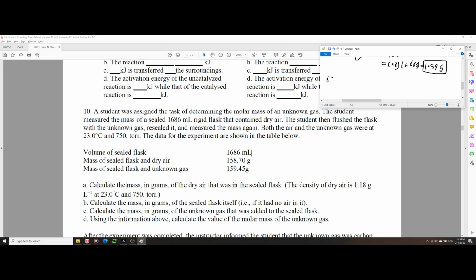Okay, so B: calculate the mass in grams of the sealed flask itself. We have the dry air and the sealed flask. We're looking for the sealed flask. How do we do it? Subtract. So 158.70 minus 1.99, you get 156.71, I believe. Yeah.